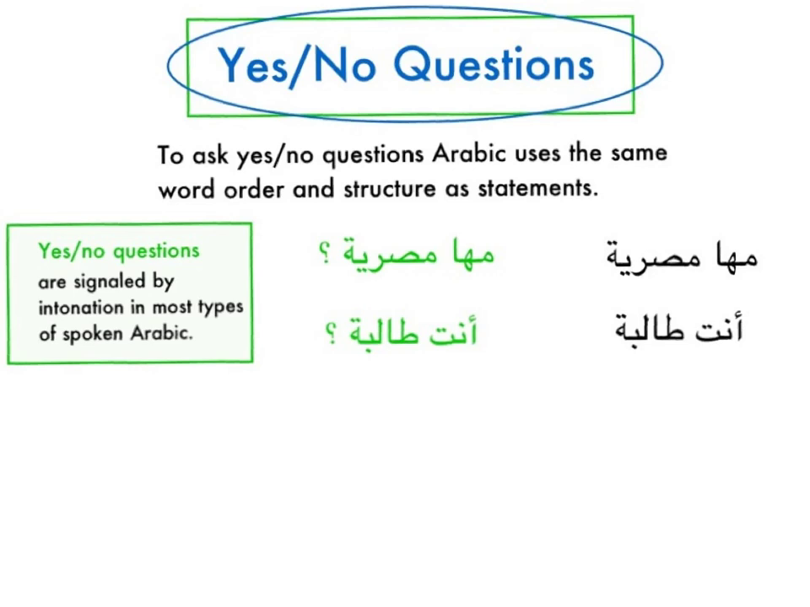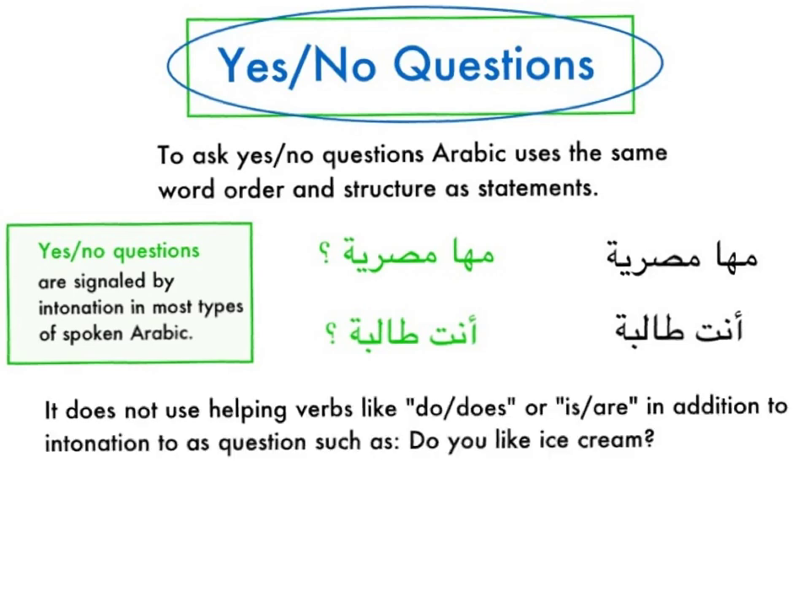And the answer would be yes, نعم, no, لا. Note that a yes-no question does not use helping verbs like do, does, or is, are, in addition to intonation to ask questions such as do you like ice cream. So if I want to ask do you like ice cream in Arabic, I would say تحب ice cream in عامية, or تحب مثلجات. Notice I asked the equivalent of just rather like ice cream literally. There was no word for do, does, is, or are.